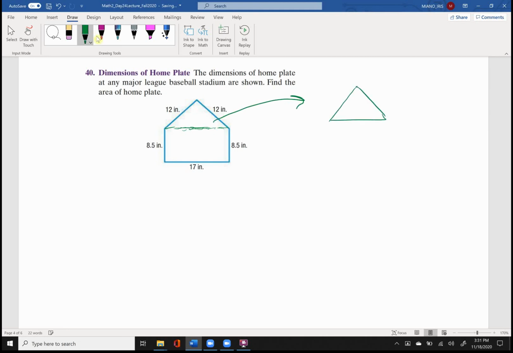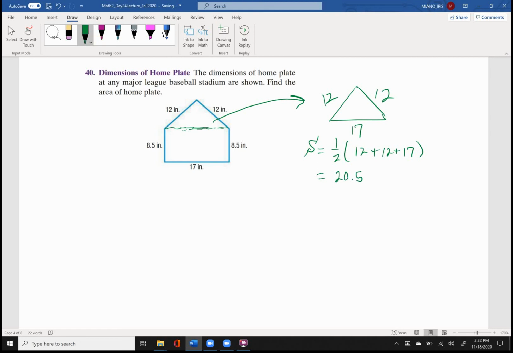Two of them are 12 inches. And then this one across here is the same length as the bottom of this now-separated rectangle, so that'll be a 17. So then I can use the all-three-sides formula to first calculate S, which is going to be 1/2 of 12 plus 12 plus 17, which gives you 41 over 2, or I'll just go ahead and straight away put 20.5.